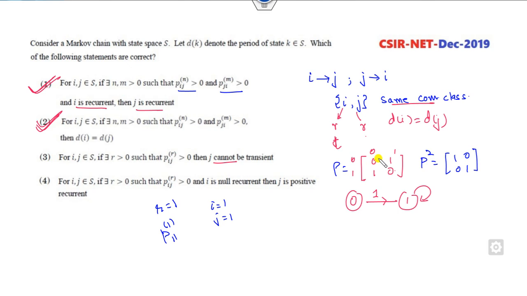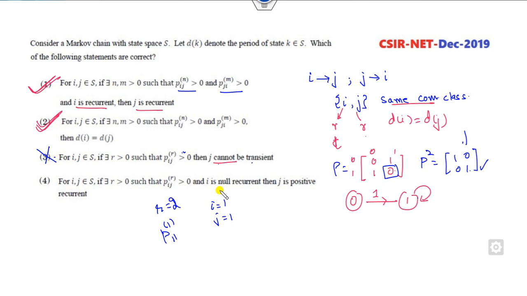But it says greater than 0, and we need an example which satisfies this. So I consider R is 2. This is satisfied. Then J cannot be transient. But you can see that this is transient. So this option is cancelled.